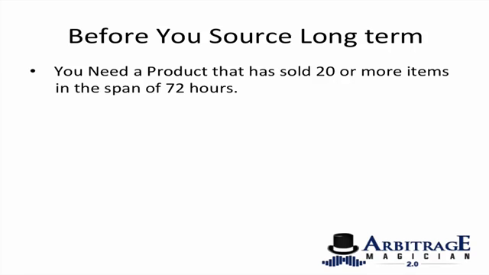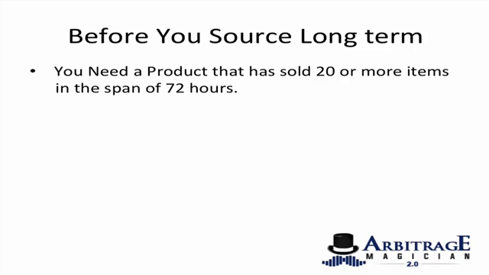So this is the first step that we take before we source long term. I want to know that I have a product that has sold 20 or more items in the span of 72 hours without a label on it, being a very generic item that we found and ran the arbitrage process with eBay and running an ad. Were we able to sell 20 or more of these in the span of 72 hours? Now, here's the thing. 20 is not a lot.